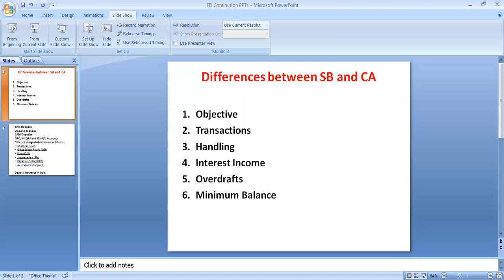Please note that in case of death of the current account holder, his legal heirs are paid interest at the rates applicable to saving banks deposit from the date of death till the date of settlement. Please note that in case of death of the current account holder, his legal heirs are paid interest at the rates applicable to SB account, saving bank account deposit from the date of death till the date of settlement. So generally, current account do not earn interest.